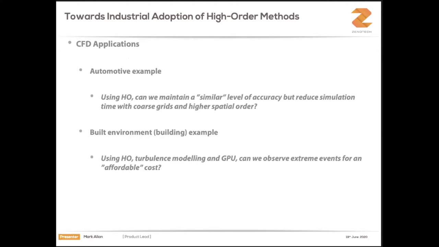So the two examples in terms of CFD I'll give. The first one is an automotive example. And here we were trying to use high order methods to see if we could get a similar level of accuracy to the incumbent finite volume methods, ideally being able to reduce the simulation time by virtue of coarse grids and high spatial order. So that was essentially the question we were trying to answer.